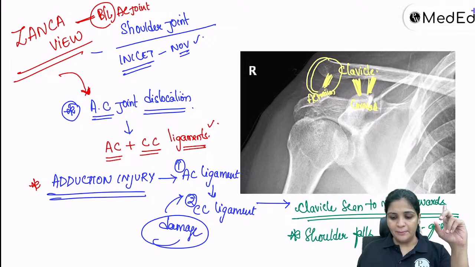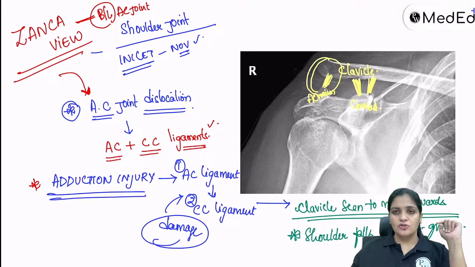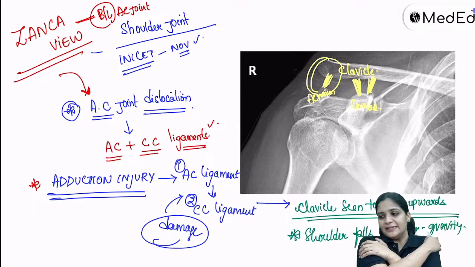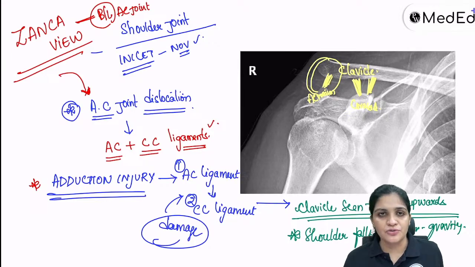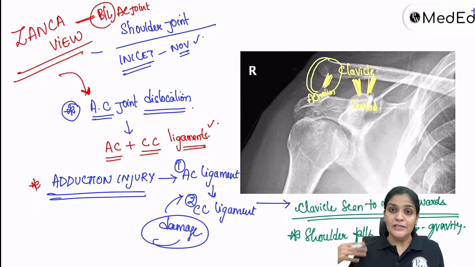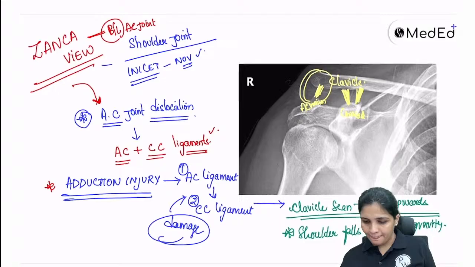So remember adduction injury. The shoulder goes into adduction like that, and then there will be damage to your AC joint. Usually the patient presents with pain in the shoulder.